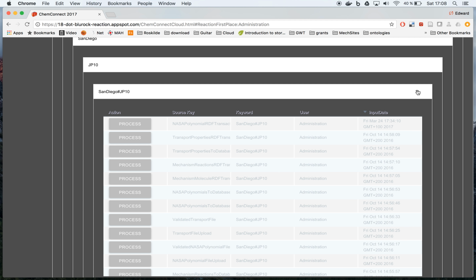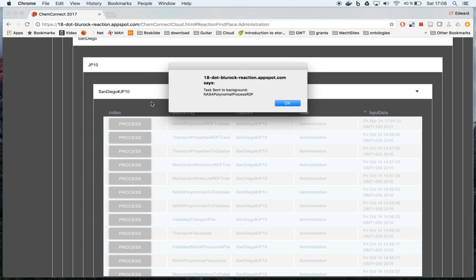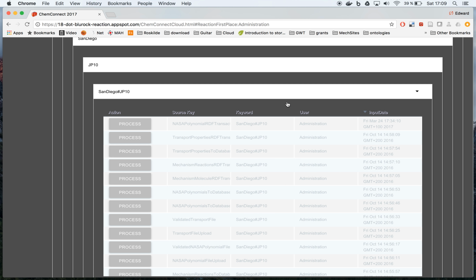Now, if I look at the actions that need to be performed, this one will come up now. And so, for example, now I can process these and redo these, form the RDFs. It goes in as a background job. And now in the background, the RDFs have been performed.